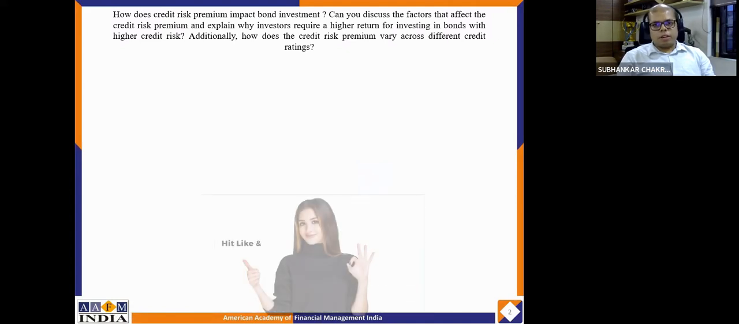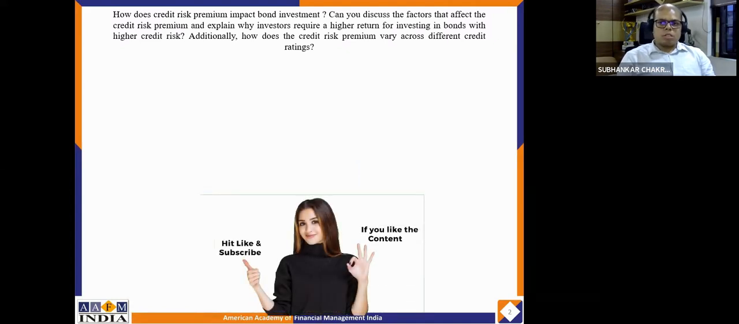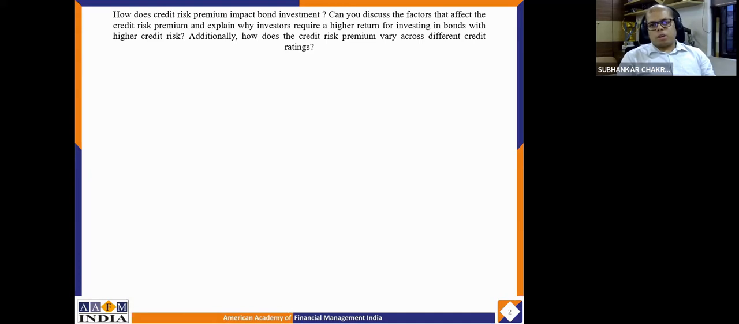So the query is, how does credit risk premium impact bond investment? Can you discuss the factors that affect the credit risk premium and explain why investors require higher return for investing in bonds with higher credit risk? Additionally, how does credit risk premium vary across different credit ratings?